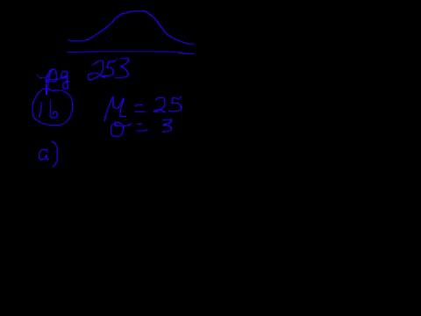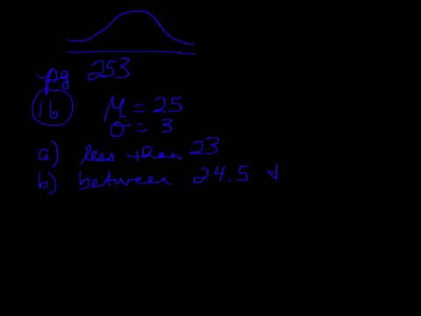One was find the probability the beagle's weight is less than 23 pounds. That was part A. Part B wanted a between. So it wanted the probability that if you randomly select any beagle that its weight is between 24.5 and 25 pounds. Part C wanted the probability that your beagle was more than 30 pounds.